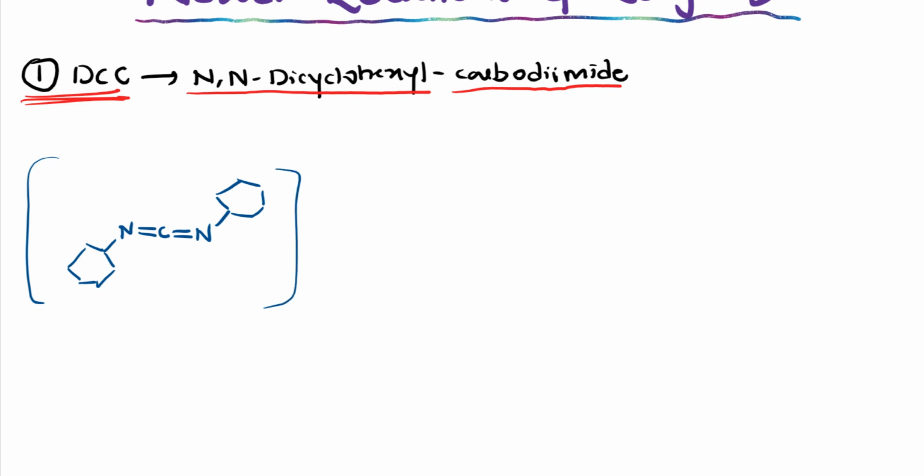DCC means N,N'-dicyclo. See here, with the red marker I am going to show. To this N, cyclo groups are attached. So N,N'-dicyclohexyl; hexyl means a 6 membered ring is there. Carbodiimide means a carbon imine group is there, diimine. So here C double bond N, here C double bond N. This is the structure of my DCC. I hope you got it. So this is the simple structure of my DCC.